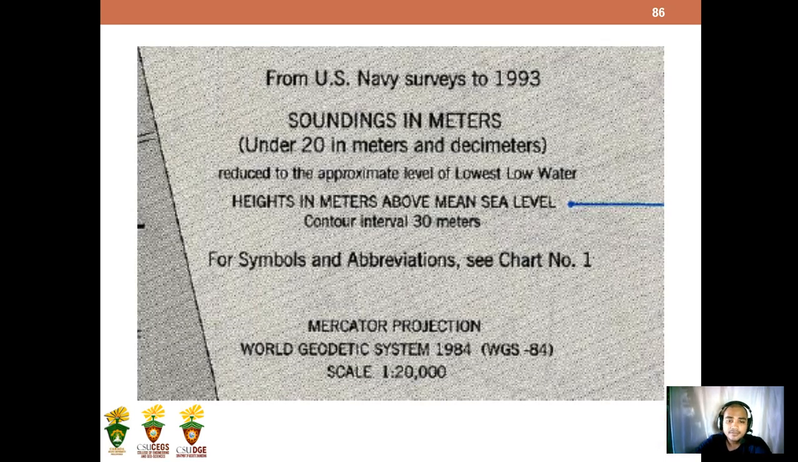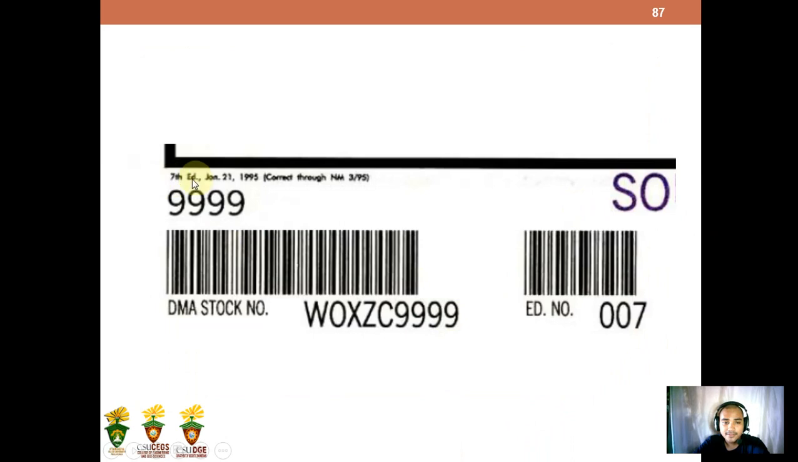So for example, here, the upper part of the chart, makita nimo ang first versions. So this is made in 1993, the first established. So makita ni Modria kung unsa iyang unit sa pag-kuha sa soundings. And the reference datum for heights and the projection, also the scale of the chart is also given. So the bottom part, makita nato siya ang edition, 7th edition, January 21, 1995. So mao ni ang iyang latest version of this chart.